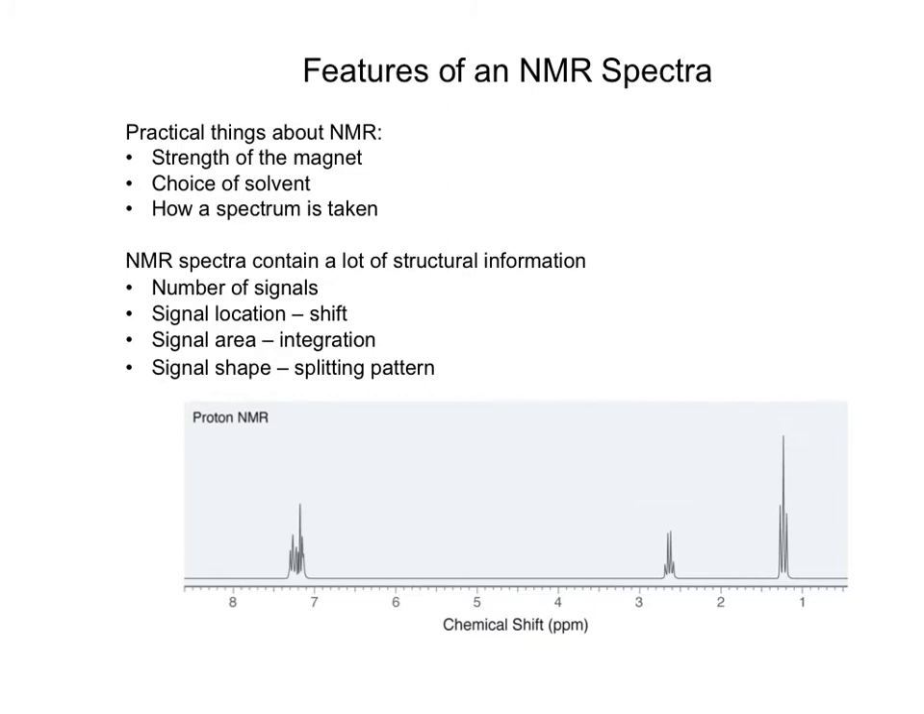So the first thing that we're going to focus on is the actual number of signals, and I'll explain what I mean by a signal, as well as their location. These kind of go together. This is something that we're going to call chemical shift. Afterwards, we're going to talk about the actual area under each signal, what we call an integral, and then after that, we'll talk about the overall shape, which is what we're going to call a splitting pattern, okay?